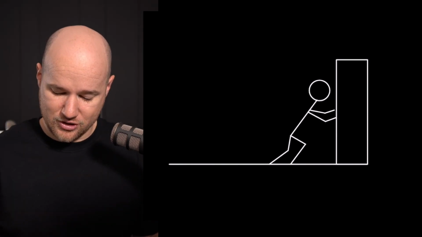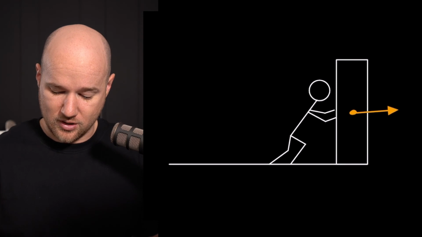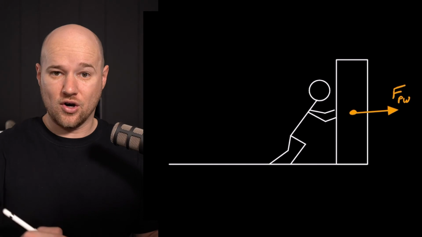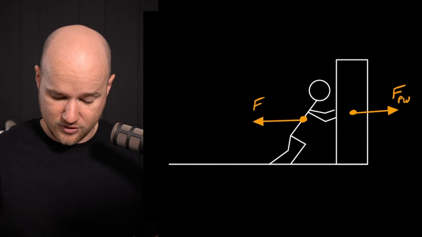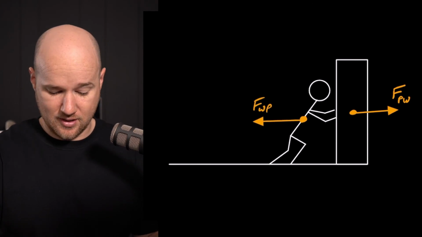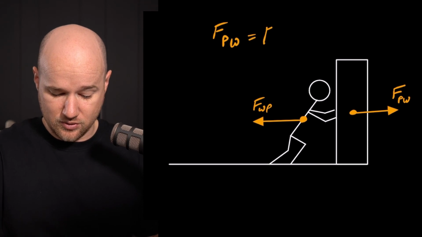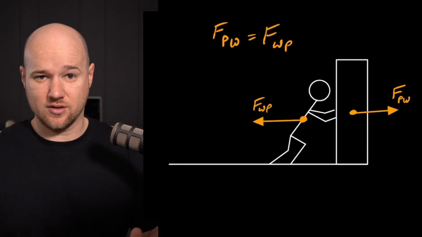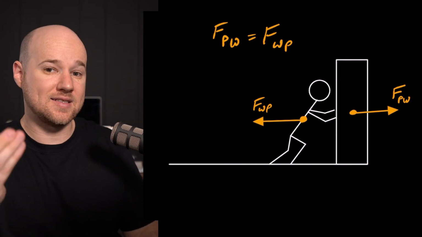So if I am pushing against a wall, I am applying a force to the wall. So this would be the force of the person on the wall. But that wall is going to be applying the same force back on me. So this would be the force of the wall on the person. And we know that these two forces are going to be equal and opposite to each other. However, typically when you push on a wall, there's no motion. Now, why is there no motion?